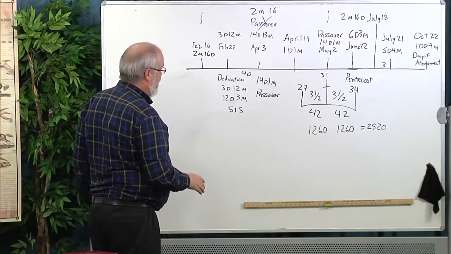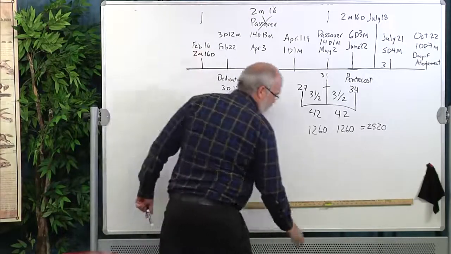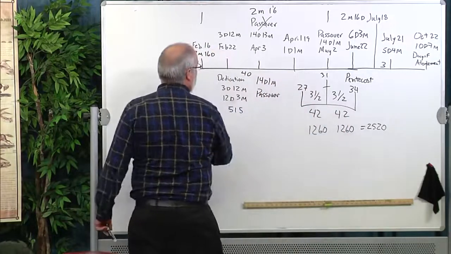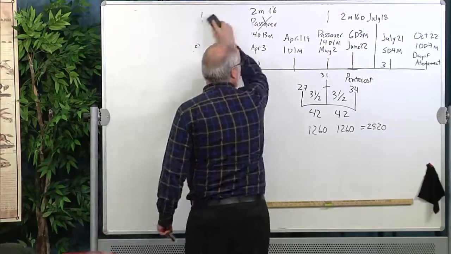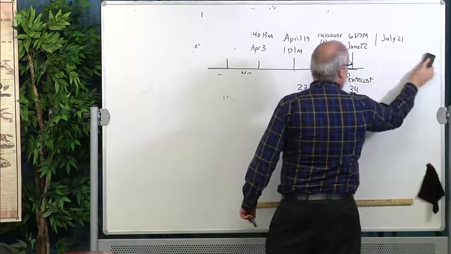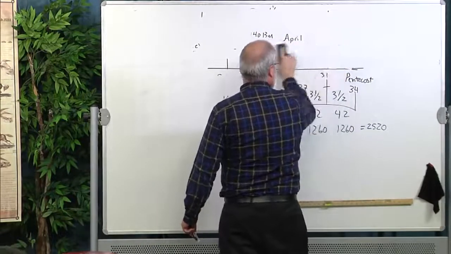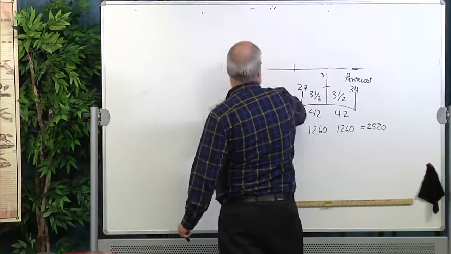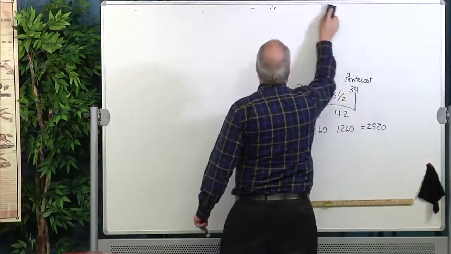So I'm going to look at a few things regarding this. So I'm going to erase this again. So we know there's this chiasm, and at the center of this chiasm is the May 2nd date. And so we're going to come back to that a little bit later.